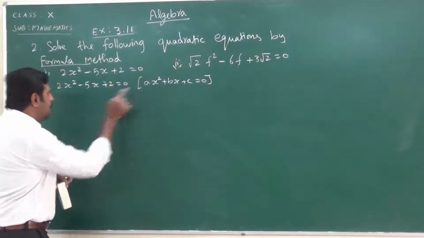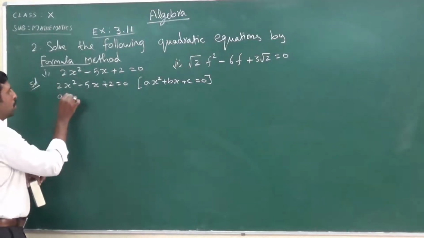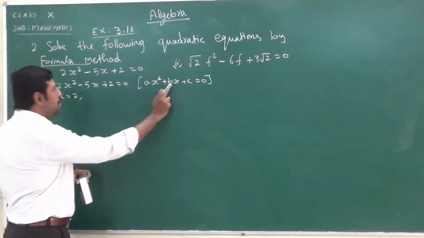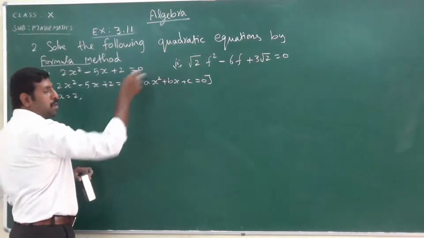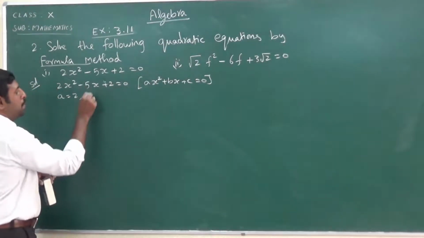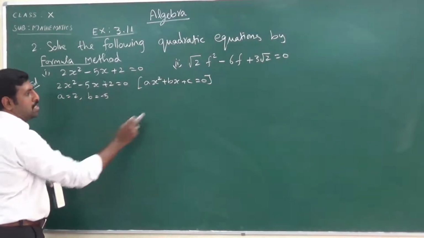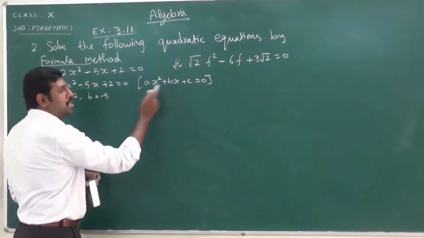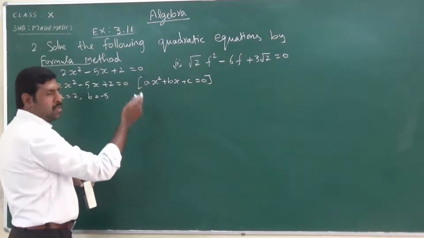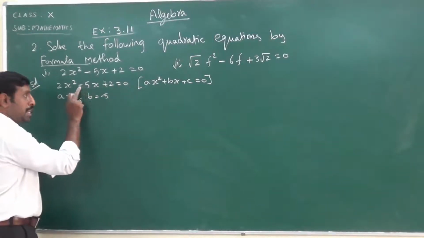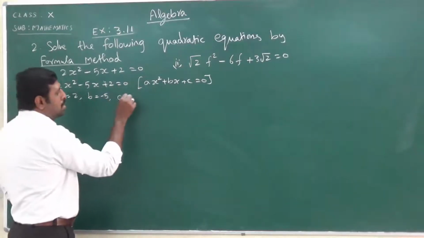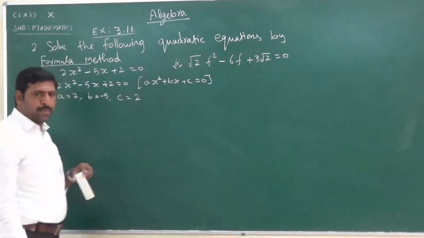Now in the place of a is here 2. So a is equal to 2. In the place of b is 5 with a negative symbol. But in the formula we have only positive, right? So b is equal to, we take minus 5. That is, b is the coefficient of x. a is the coefficient of x square. So the coefficient of x square is 2. Coefficient of x is minus 5. And then the constant term c is equal to 2.